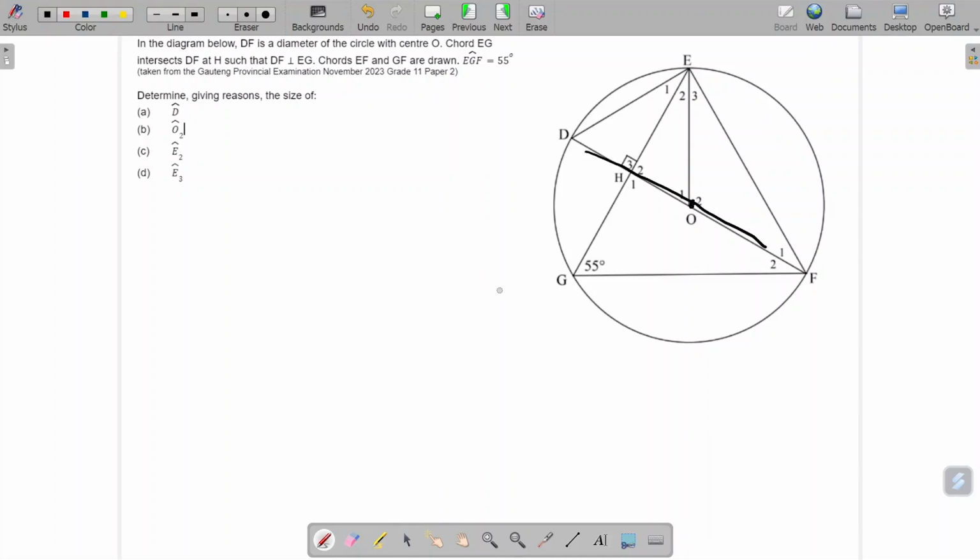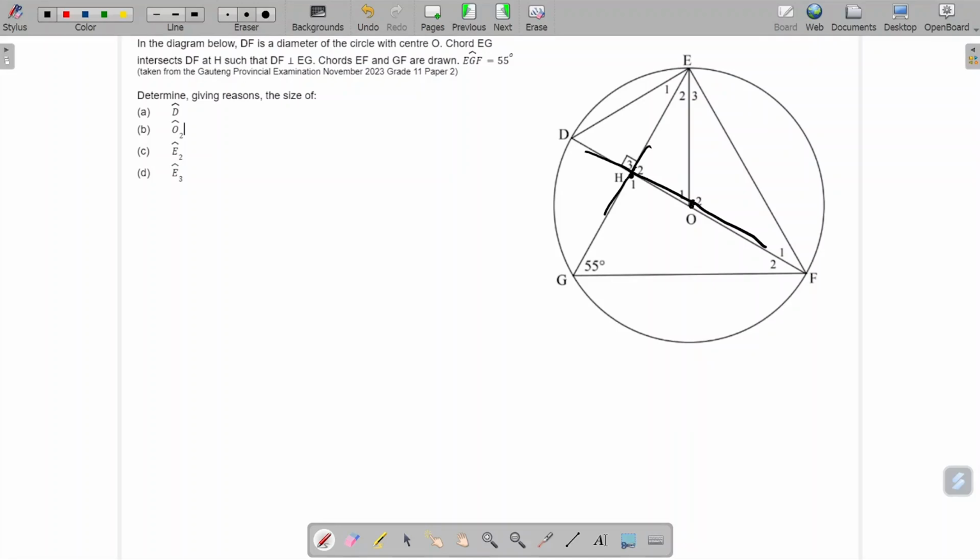Yes, I can see that. The chord EG intersects this other chord at H. That information makes sense to me. Such that DF is perpendicular to EG. Again, please ensure that you understand the meaning of the symbols used in geometry, such as that symbol over there, that symbol means perpendicular. We are then further told that EGF is 55 degrees, and again, I'm just going to take note of that.